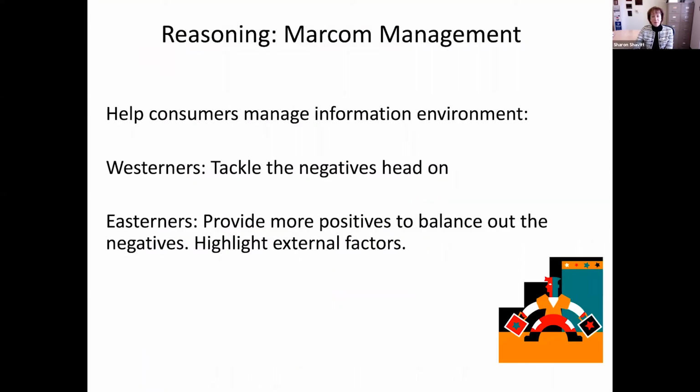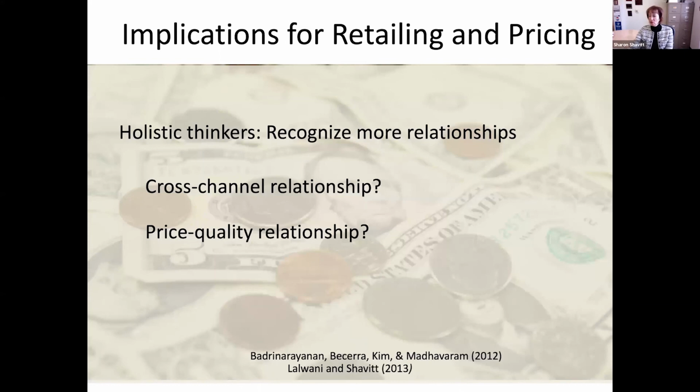In the interest of time, I'm going to skip a couple of things and talk about implications for retailing and pricing. So holistic thinkers recognize more relationships. Does that mean that they're going to recognize cross-channel relationships more or price quality relationships more?